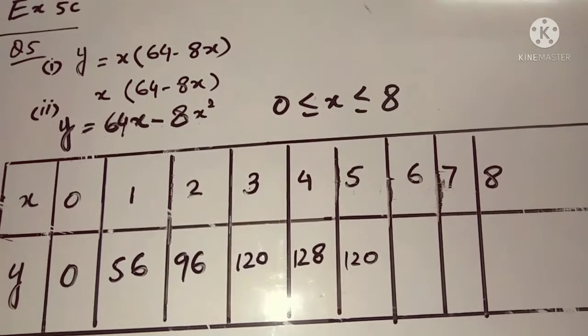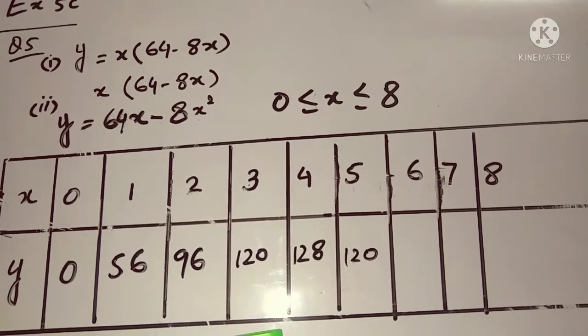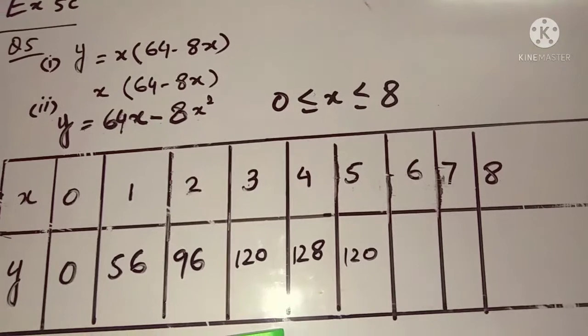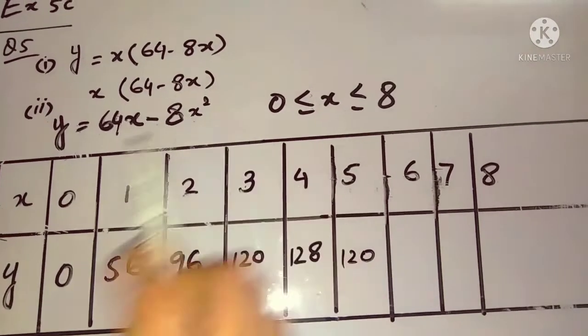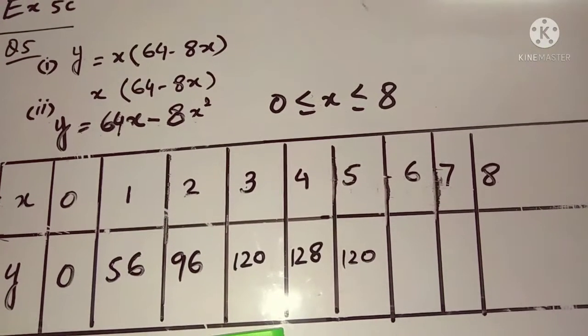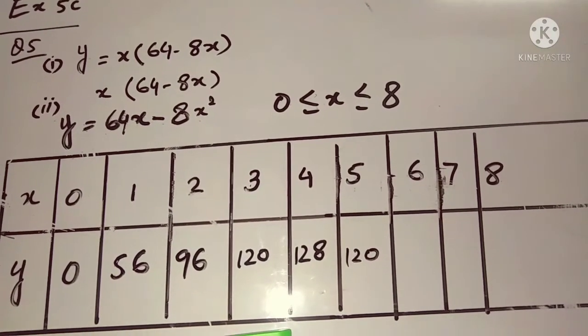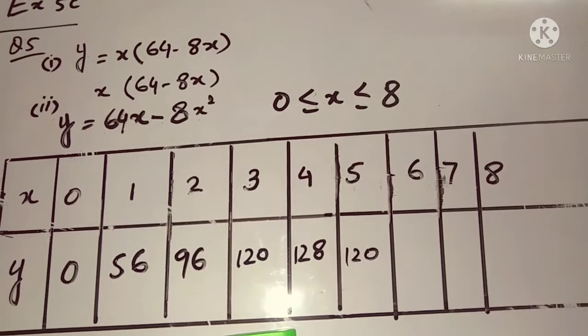Alright, now 64 6s are 384. Now put 6 over here, 6 6s are 36, 36 8s are 288. When you subtract 288 from 384, what do you get? You get 96.